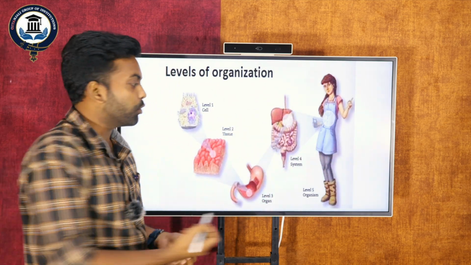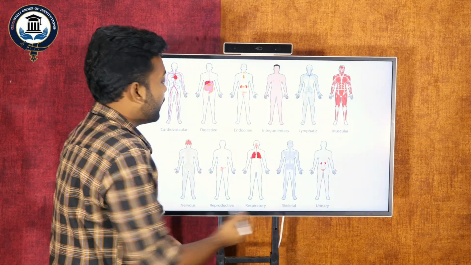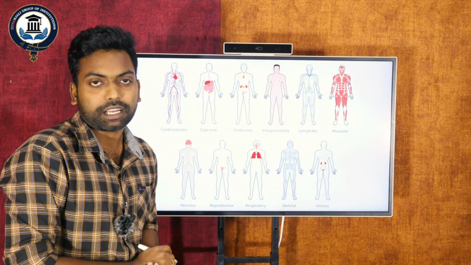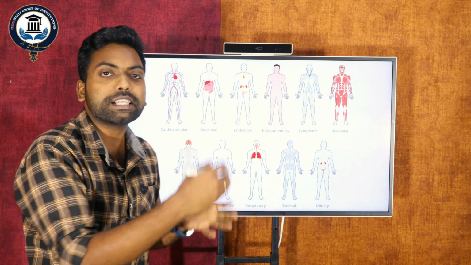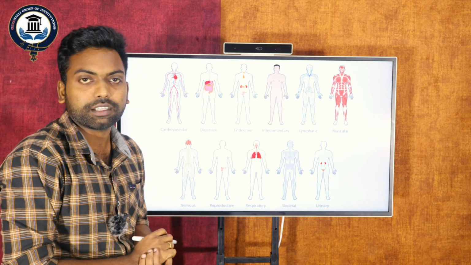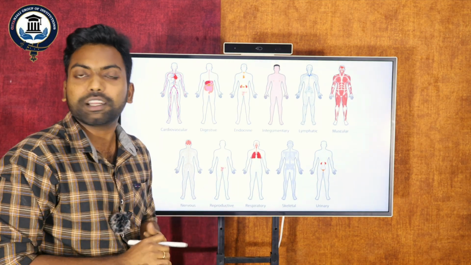My dear students, I hope you got this point. Next, as I told you, there are different kinds of systems. When a group of organs forms, different kinds of systems are there. Let me tell you what systems are there in the human body.